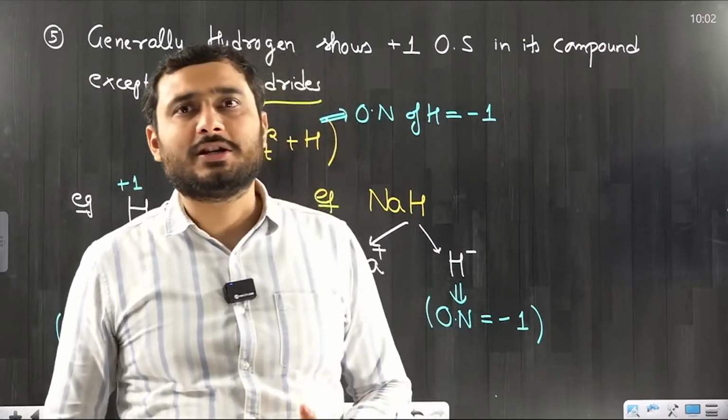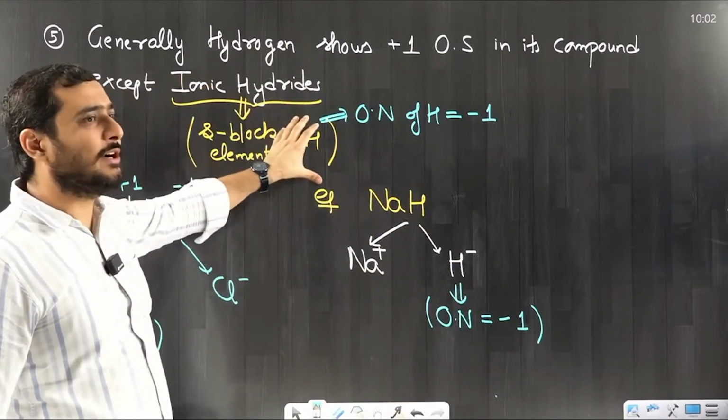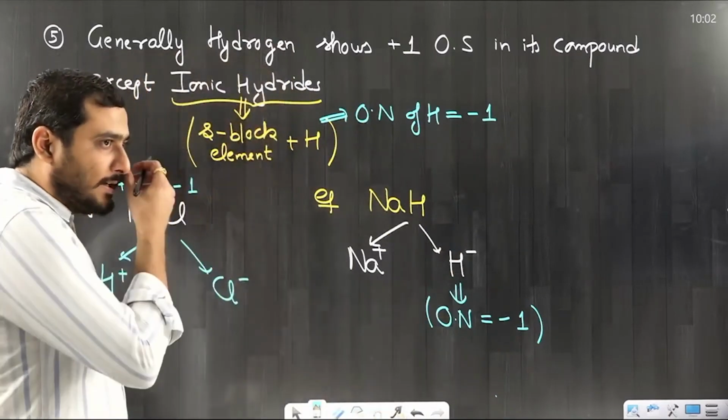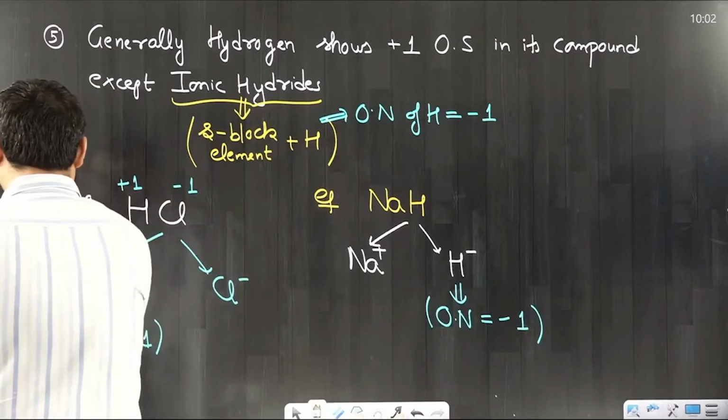So this we have to remember, that in case of hydrogen, generally it shows +1. Generally it shows which oxidation number? +1. But in case of ionic hydride, S block element plus hydrogen, the oxidation number of hydrogen is how much? -1. Now let us move to the next point, sixth point, that is for halogens.